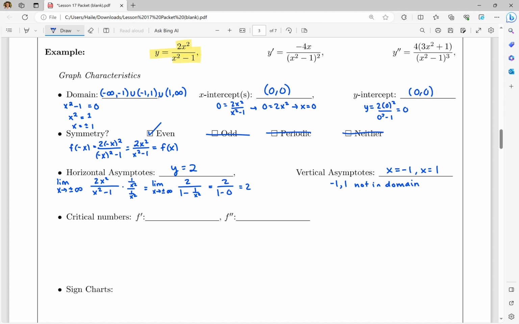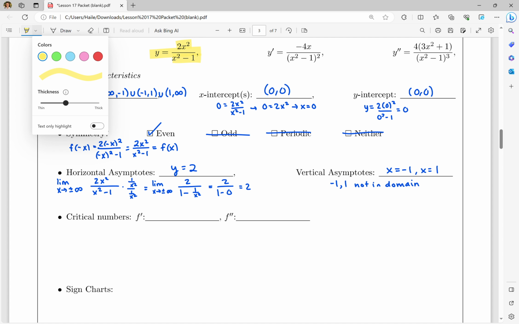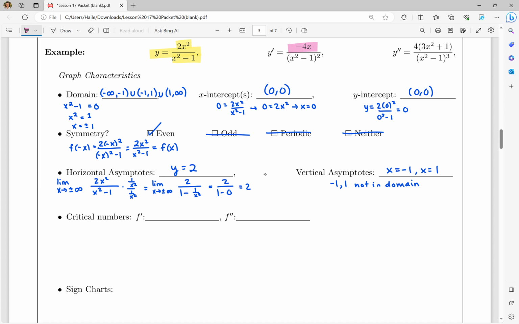All right, let's find our critical numbers. So that comes from our 2 derivatives over here. So for f prime critical numbers, we need the spot where the numerator is equal to 0 and the denominator. Okay, so we haven't really seen a fraction yet, but that's okay. We're going to get it.